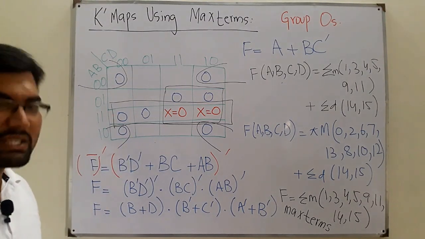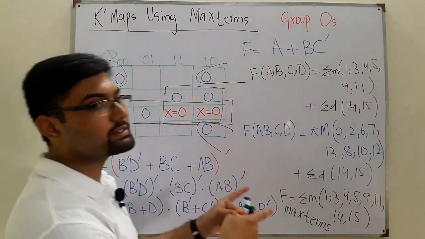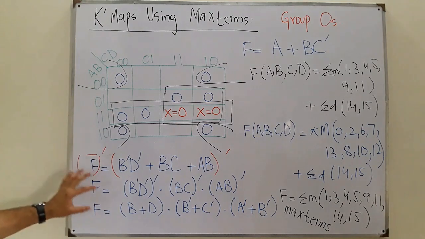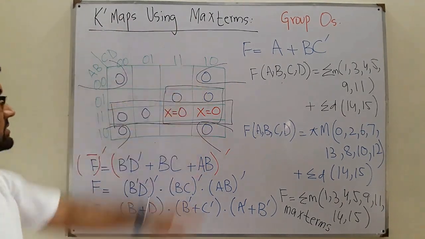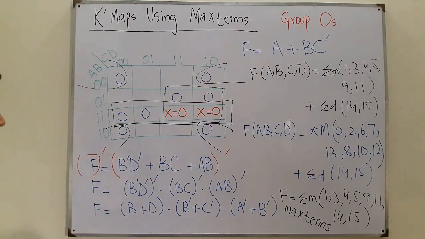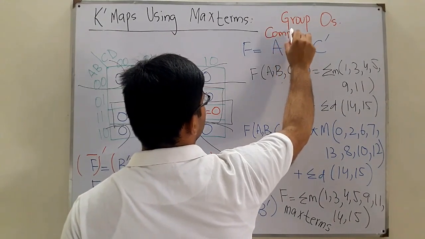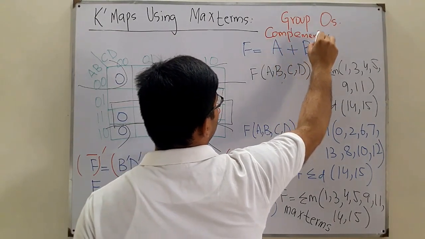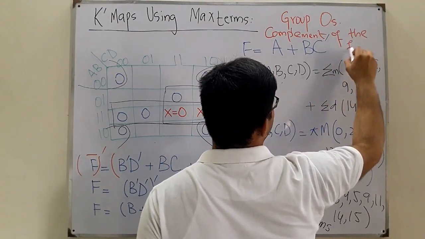I believe these two examples are enough for understanding. What's the difference? In min terms, you group the ones and you take the function directly. Using max terms, you take group of zeros and you take the complement of the function. All right, so let me write down here, complement of the function.